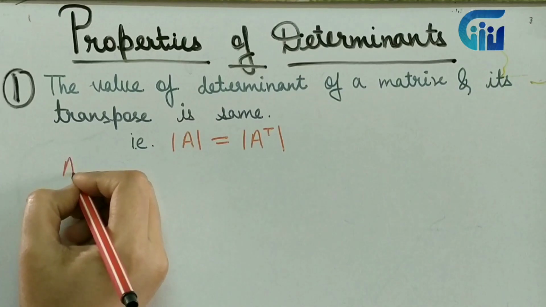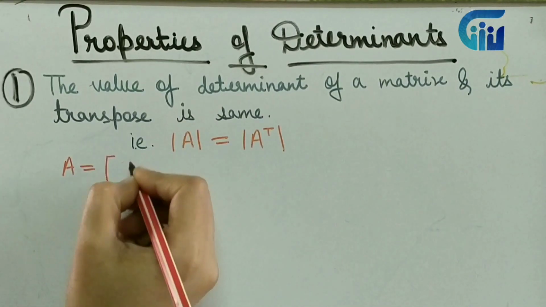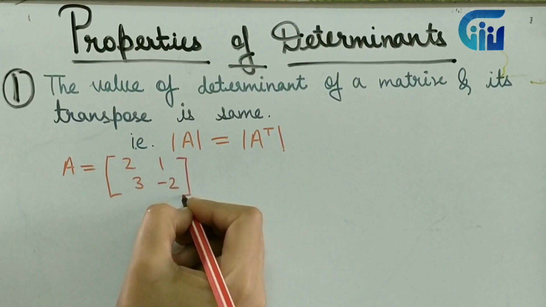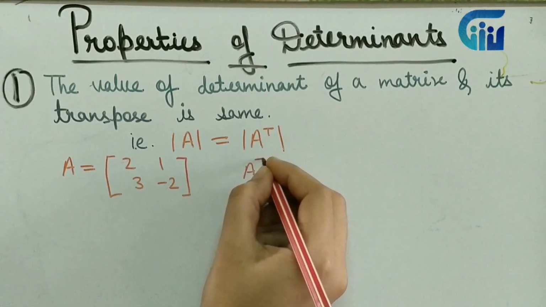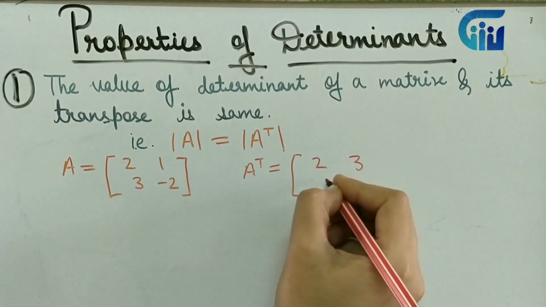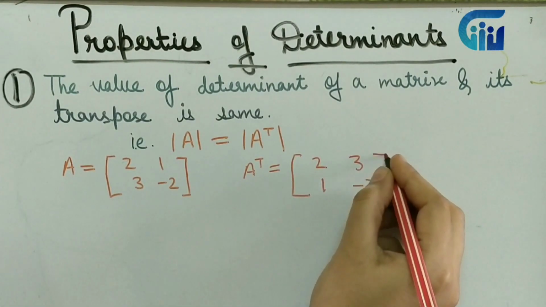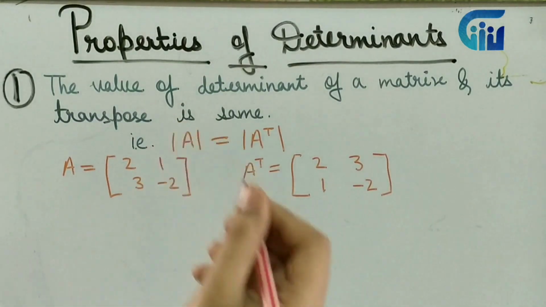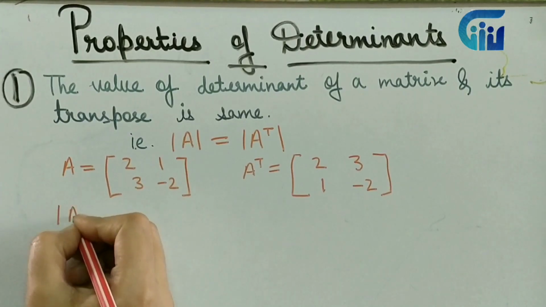So let's take a 2 by 2 matrix. Let's say 2, 1, 3, minus 2. Then the transpose of this matrix will be 2, 3, 1, minus 2. We know in transpose, rows become columns and columns become rows. So now let's find the determinant of A over here.